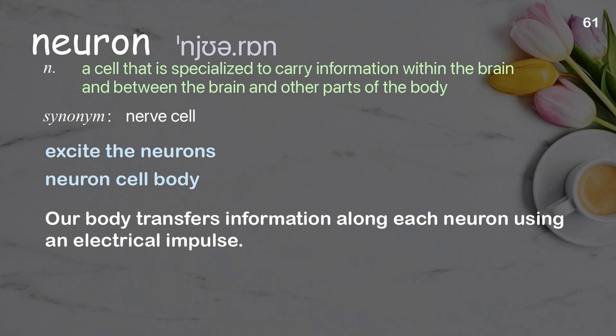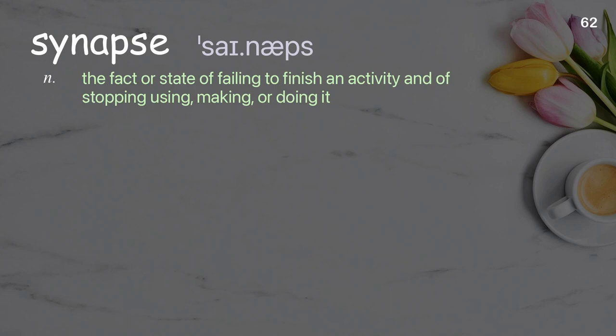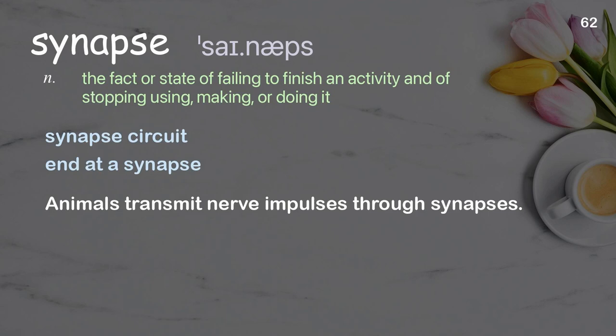Synapse. The fact or state of failing to finish an activity and of stopping using, making, or doing it. Examples: synapse circuit, and at a synapse. Animals transmit nerve impulses through synapses.